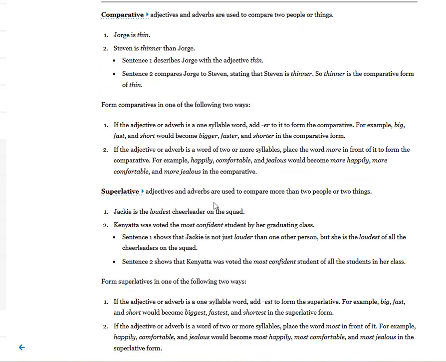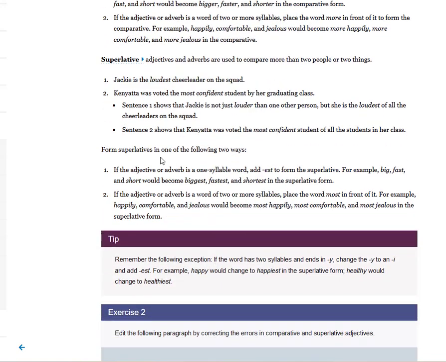Superlative. Adjectives and adverbs are used to compare more than 2 people or 2 things. Jackie is the loudest cheerleader on the squad. Kenyatta was voted the most confident student by her graduating class. Sentence 1 shows that Jackie is not just louder than one other person, but she is the loudest of all the cheerleaders on the squad. Sentence 2 shows that Kenyatta was voted the most confident student of all the students in her class.